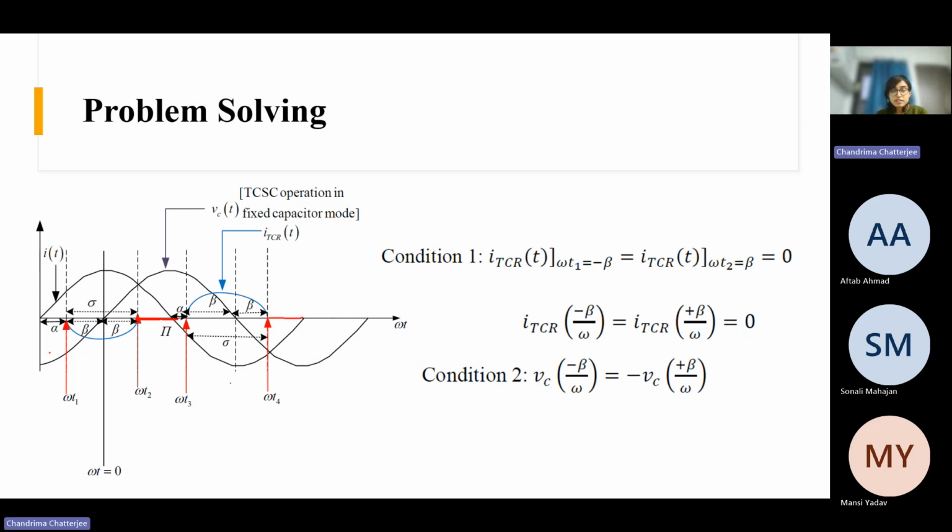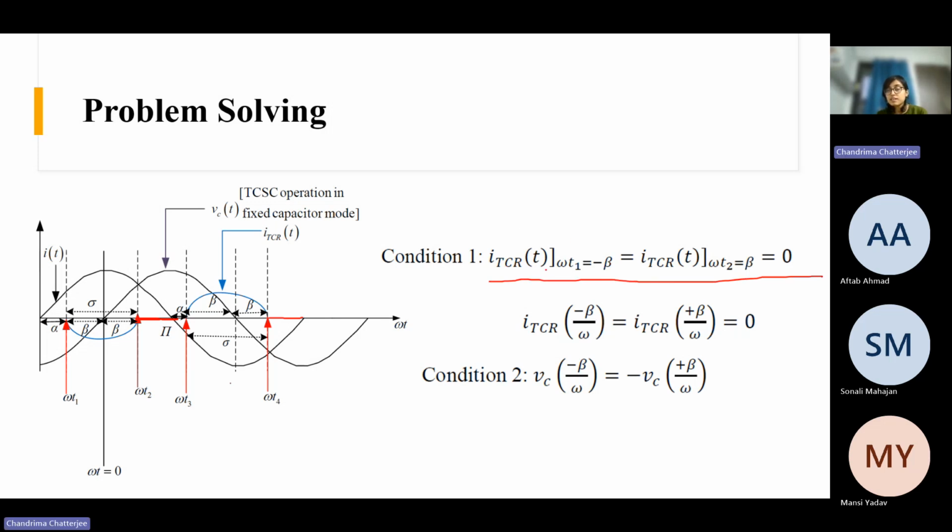And this another waveform is basically the voltage across the capacitor, VCT. And some angles are defined. This is alpha, obviously the firing angle, right? And beta, this angle is called the angle of advance, right? And this sigma is the conduction angle. This defines the duration when the thyristors conduct. So after defining all these angles, we can refer to the boundary conditions.